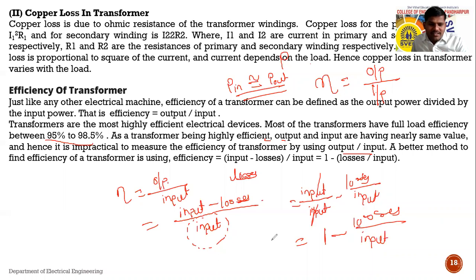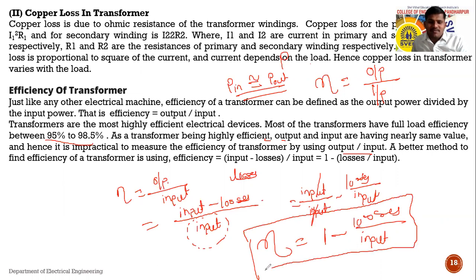According to this equation we measure the efficiency of the transformer, because the transformer is a highly efficient device. So instead of the output divided by input equation, we use the 1 minus losses divided by input equation, so that we get an accurate value of efficiency.